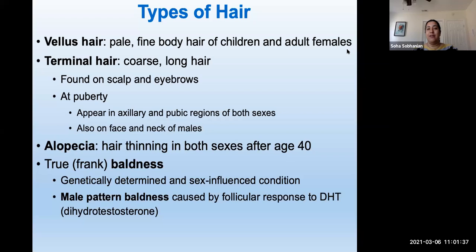Alopecia. Alopecia is a very common type of hair thinning that is typically seen after the age of 40. It can be observed in both cases, both male and female.